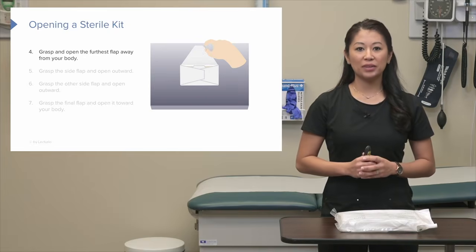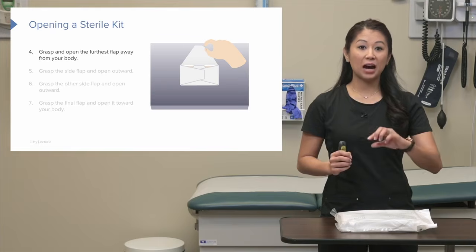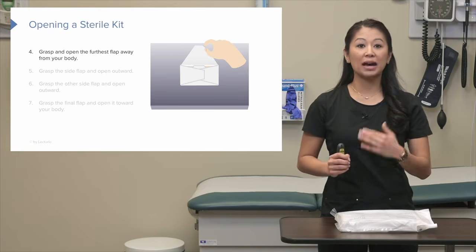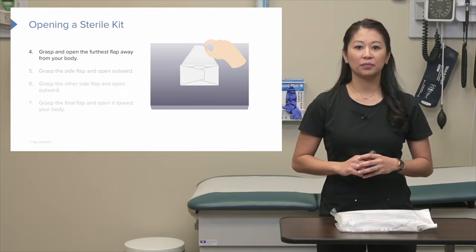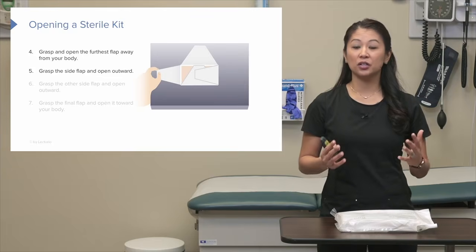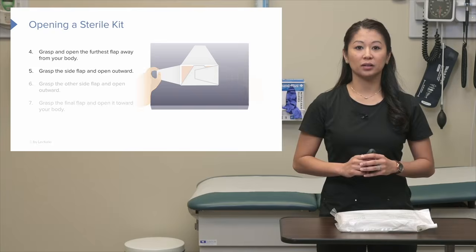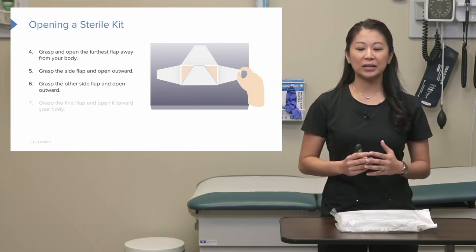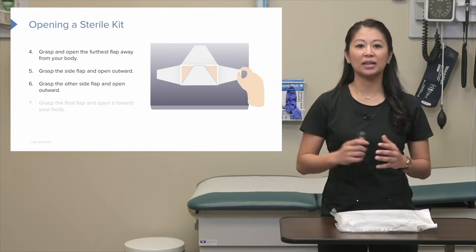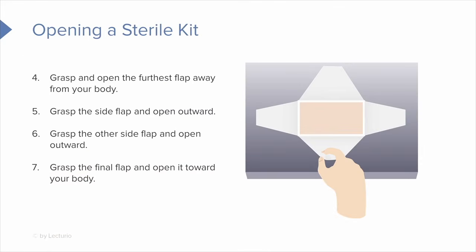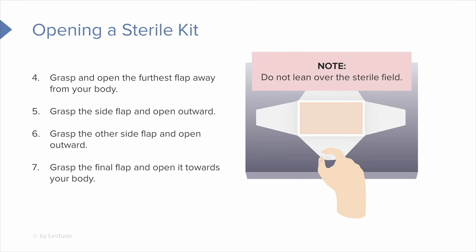Next, once we open that kit, we're going to take the top flap and open that furthest away from our body. Then there will be two side flaps that you're going to see, and you want to take one side flap and open that outward. Then we're going to take the next flap we see on the side and also open that outward as well. Now lastly, you're going to take the final flap and open it towards your body. Notice even in that motion, I move back a little bit. We want to be conscious not to lean over a sterile field.